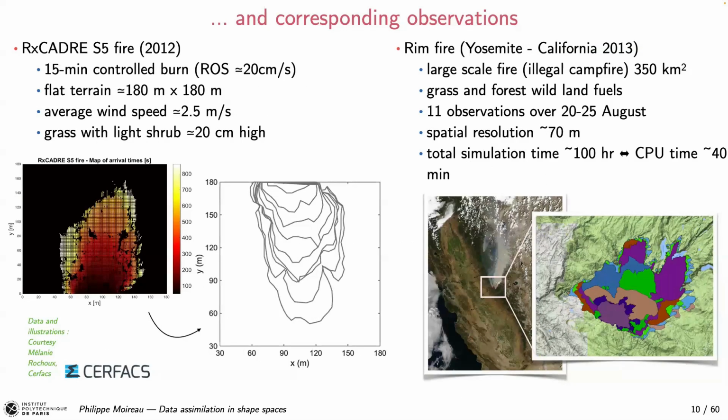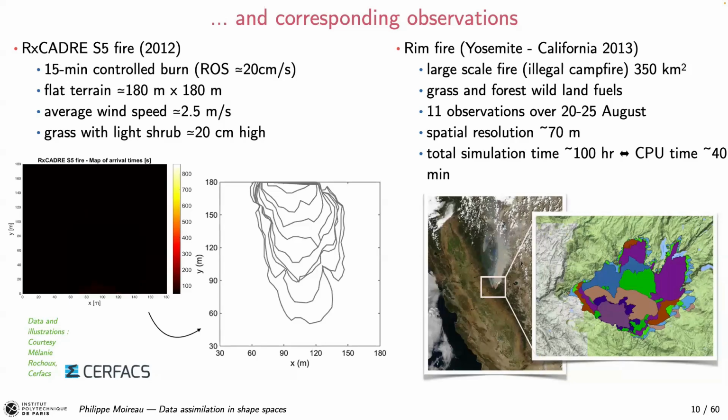And typically what they follow here, again, is the map of arrival time of the fire. So that's the true data, and that's the segmentation of the corresponding time of arrival. And here, a more complex case, the real fire in Yosemite, and again, maps of the fire propagation here in color for different times.